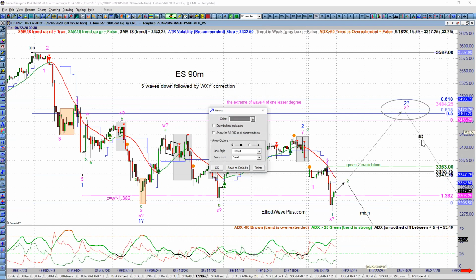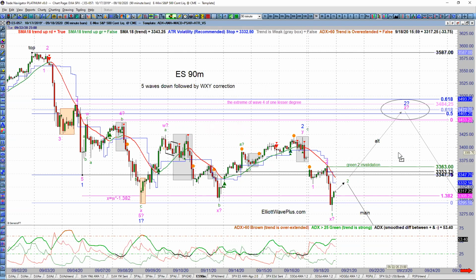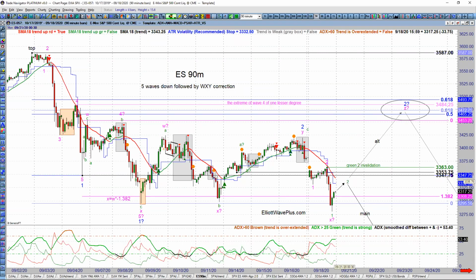So there's the S&P 90-minute intraday chart. I would have to say, if this low down here is taken out, there's a very good chance that this is into wave 2. Any movement below 3280, and I think we probably are involved with the wave 3 down. So there's the S&P.